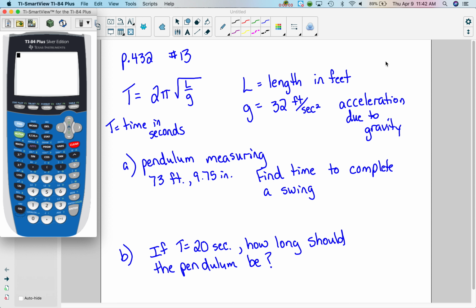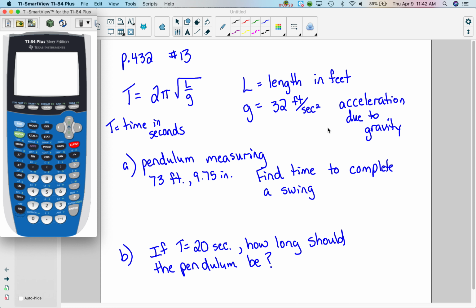Okay, so I had somebody ask about the pendulum problem on page 432, number 13. You're given this formula where t is the time in seconds that it takes a pendulum to complete one complete swing. And to find that time, you take 2 pi times the square root of the length of the pendulum in feet divided by g, which is the constant. It's a constant, and it's the acceleration due to gravity.